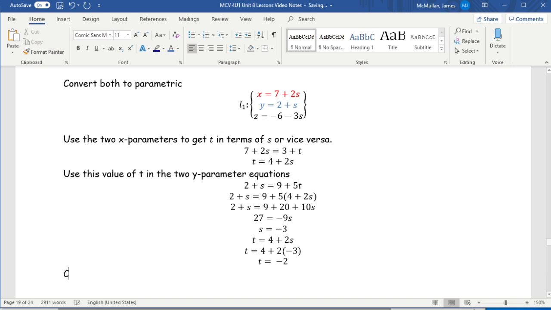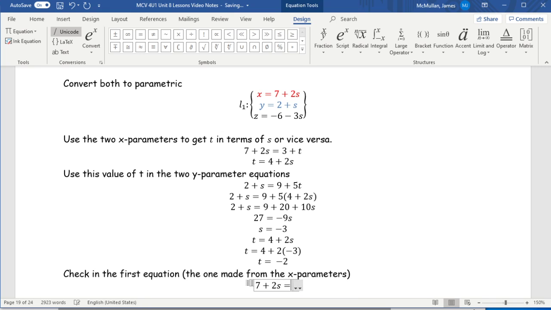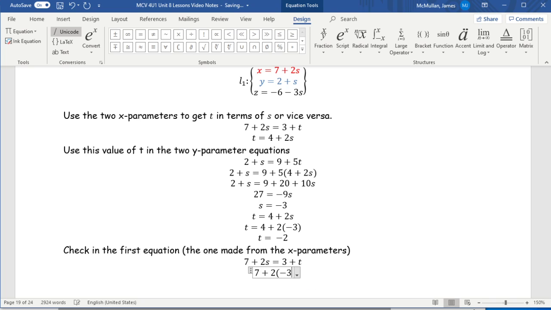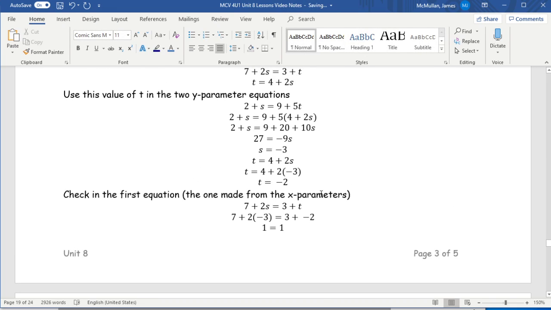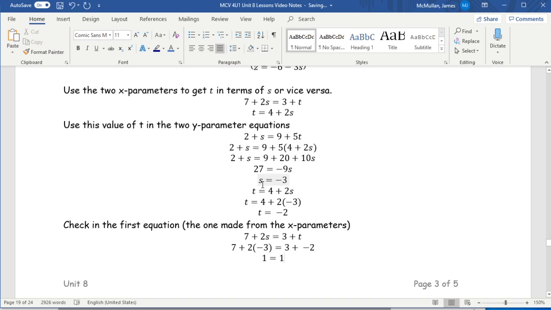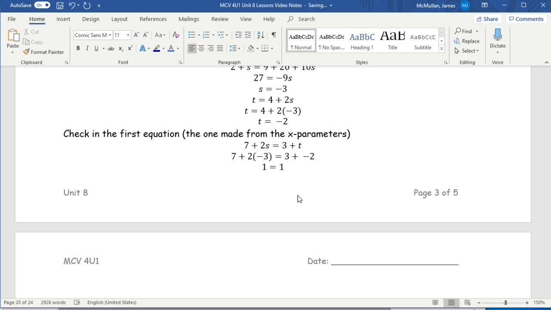So let's check in the first equation, the one made from the x parameters. We go 7 plus 2s equals 3 plus t. 7 plus 2 times -3 equals 3 plus negative 2. And we get 1 equals 1. So far, so good. You could check it in the y's as well. It's 2 plus s, so 2 plus negative 3 is negative 1. And then 9 plus 5t would be 9 plus negative 10, which is also negative 1. So we're good.